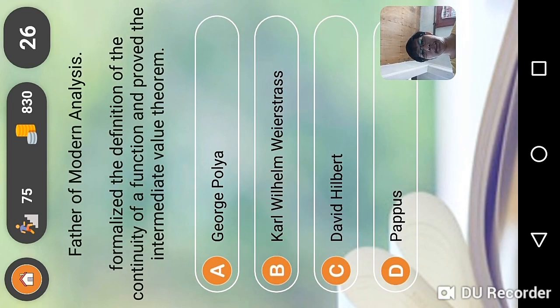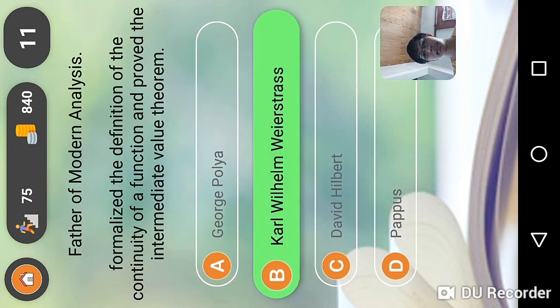Father of modern analysis, formalized the definition of the continuity of a function and proved the intermediate value theorem. Karl Wilhelm Weierstrass.